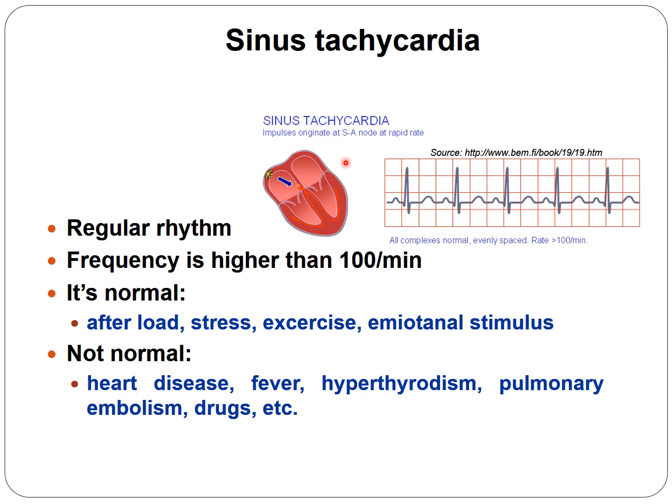Sinus tachycardia. If we do have an acceleration of this impulse formation in the sinus that's regularly coming and the rate is higher than 100 per minute, this is called sinus tachycardia. It can be normal, for example, after load, stress, exercise, emotional stimulus, or can be accompanied in heart disease, fever, hyperthyroidism, pulmonary embolization, drugs, myocardial infarction, and so on, and so on.